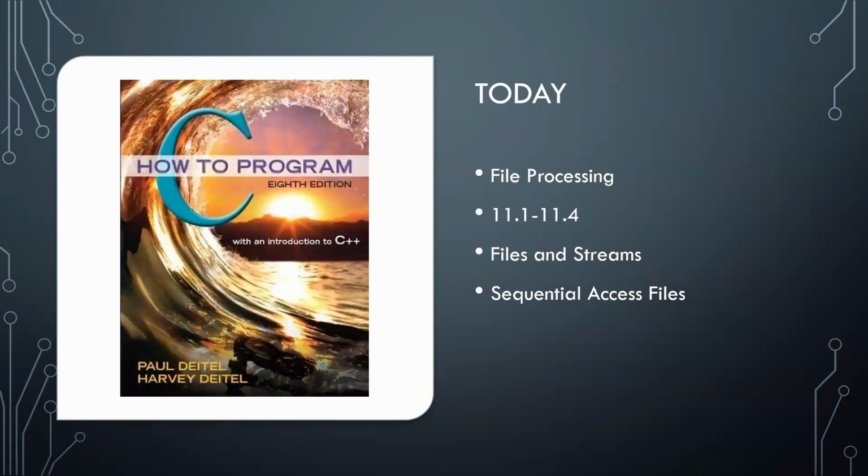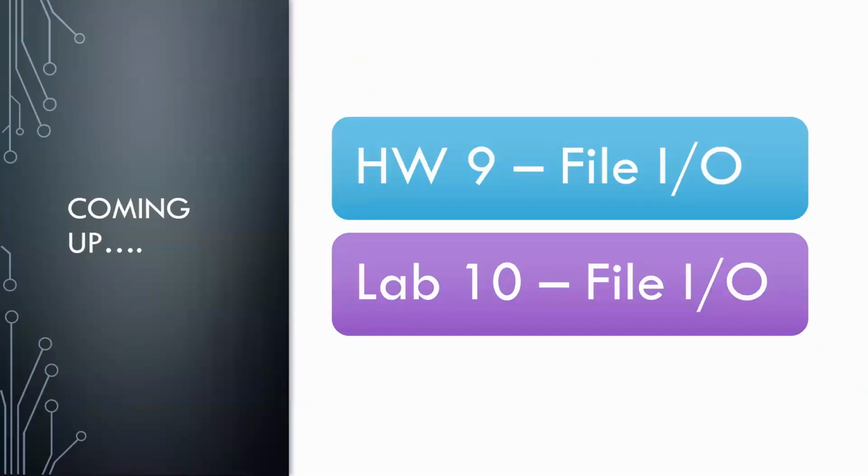So that is some great information about sequential file accesses and some information about file versus streams. Let's take a look at what we have due for this week. So for this week, we have homework 9 for File IO and Lab 10. And at the end of the week, we do have our final exam.